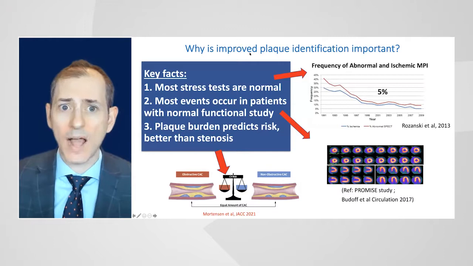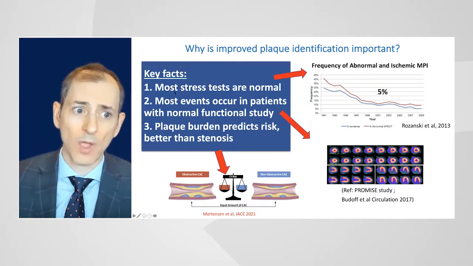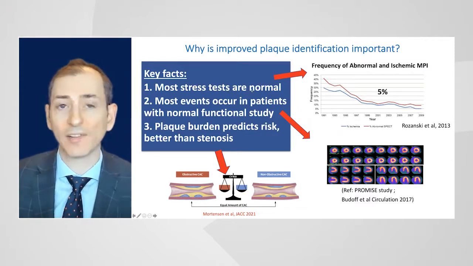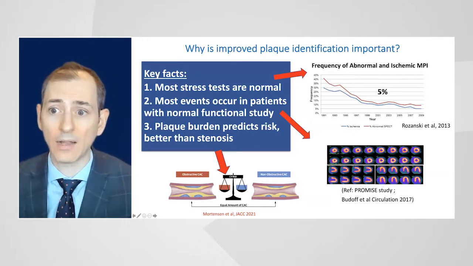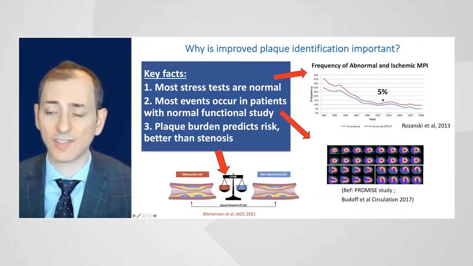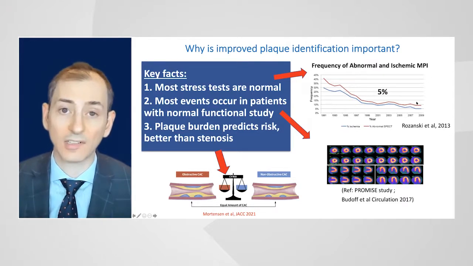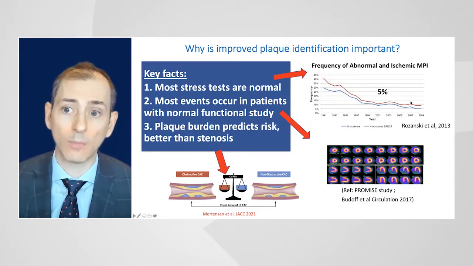And you can say, well, why is it actually important to identify plaque? And I would pose three reasons to you. One is the fact that most stress tests that we do in the US today are normal. So even if the patient has plaque, and sometimes a large amount of plaque, if they undergo a functional stress test or a routine stress test, the chances are that that stress test will be normal because the plaque is not flow limiting.